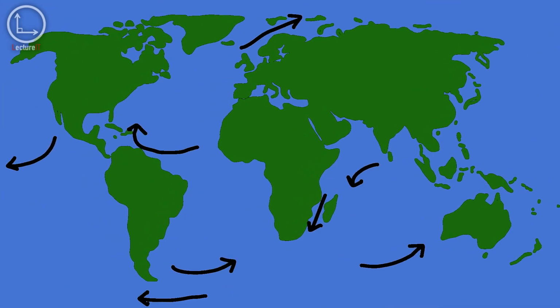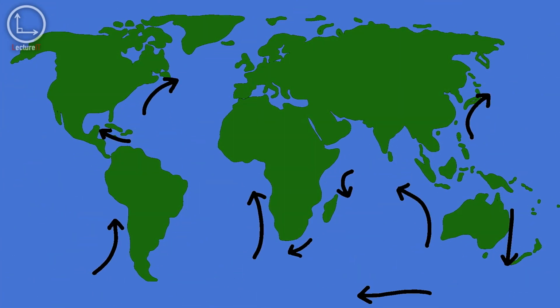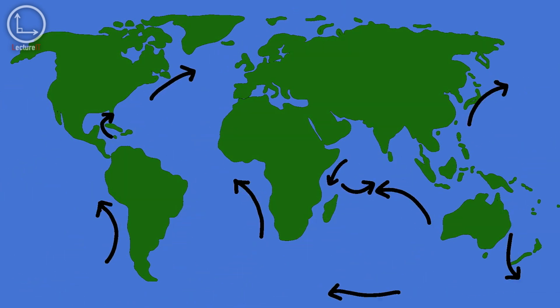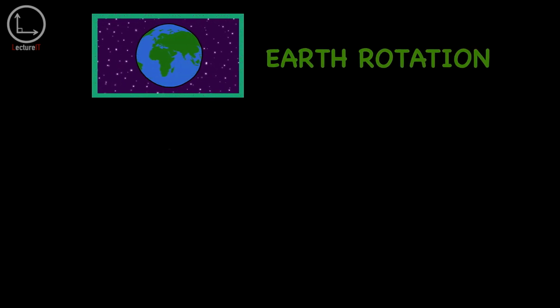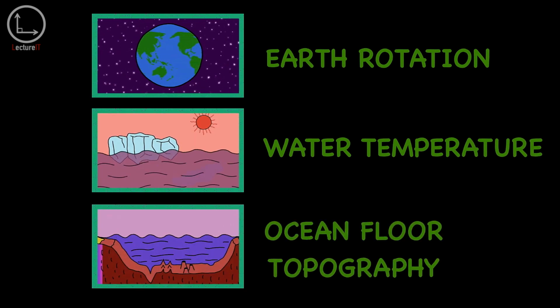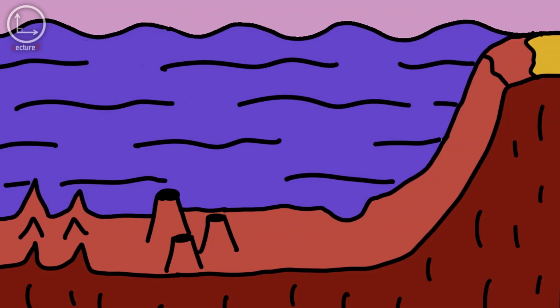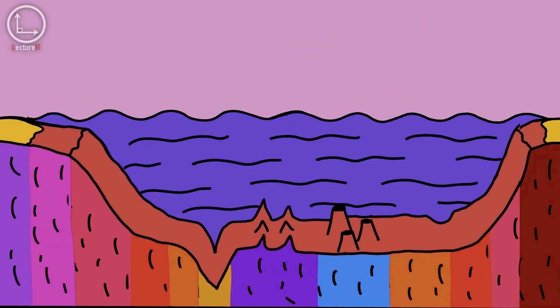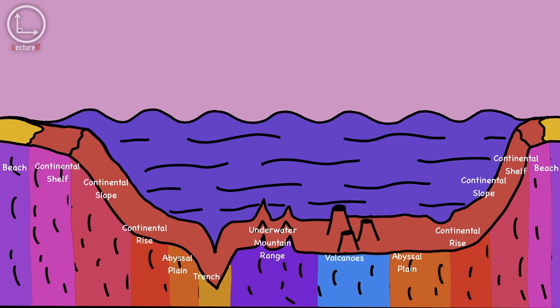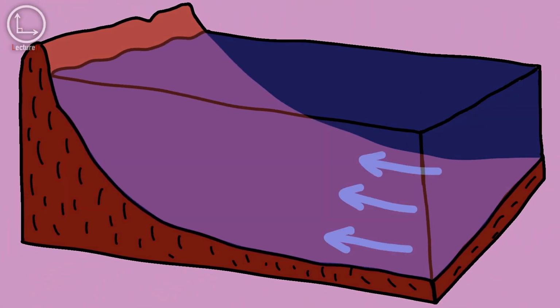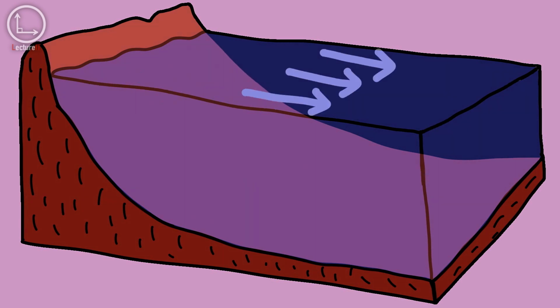These currents are like rivers flowing through the ocean, transporting water from one region to another. The movement of these currents is influenced by many factors, such as the rotation of the Earth, the temperature of the water, and the shape of the ocean floor. The topography of the ocean floor also plays a crucial role in determining where one ocean ends and another begins. Underwater mountains and ridges can act as barriers, causing ocean currents to change direction or flow around them.